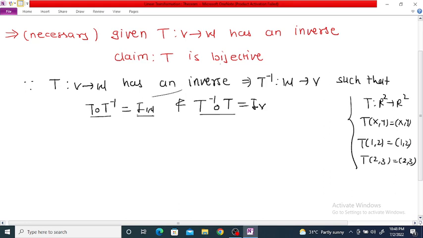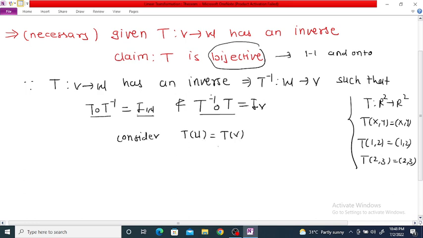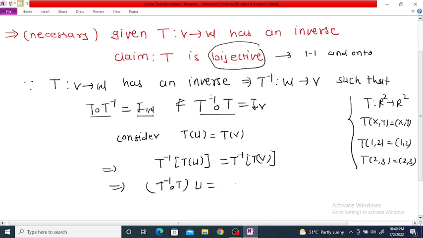Now to prove that T is bijective, we want to show that it is 1-1 and onto, or injective and surjective. So first consider T of u is equal to T of v. Now apply T inverse on both sides, then T inverse of T of u is equal to T inverse of T of v.